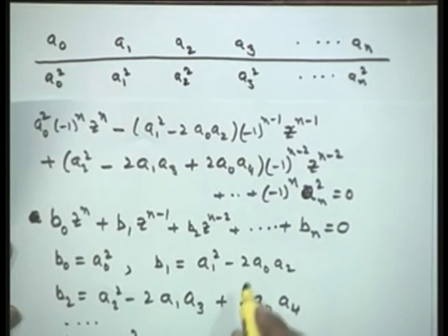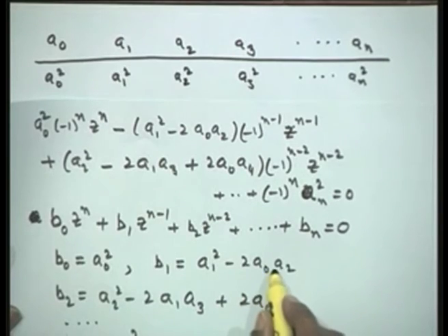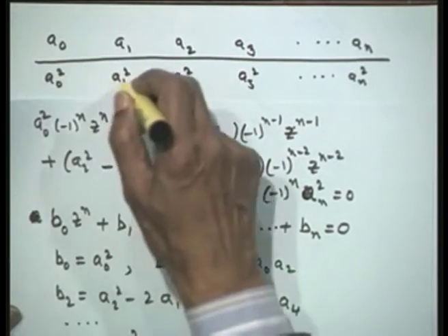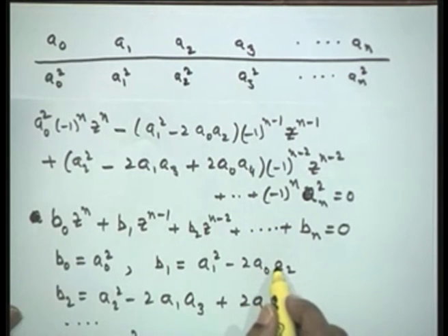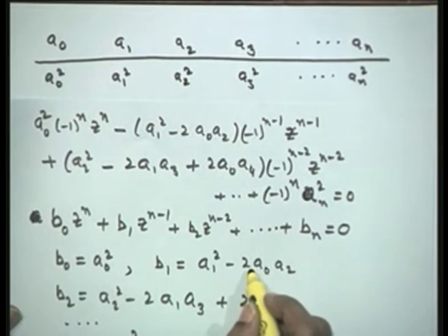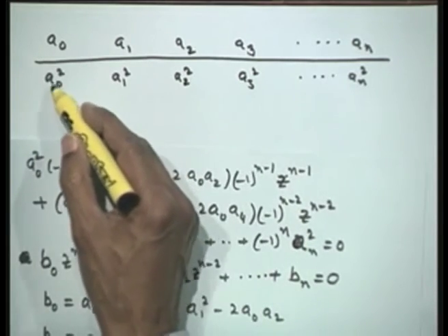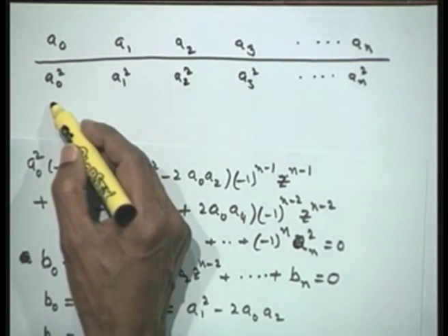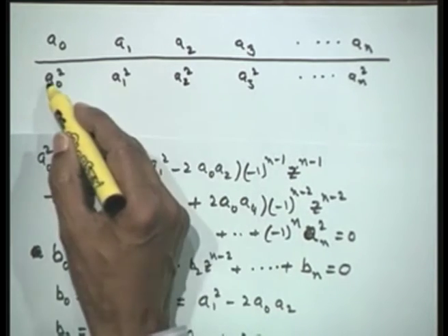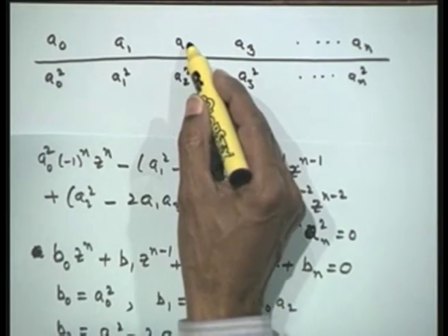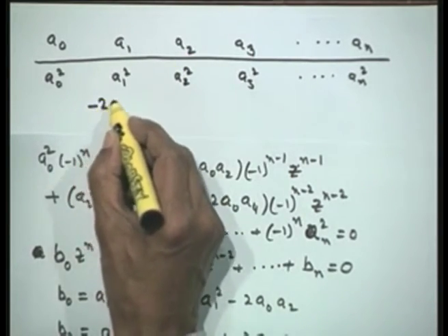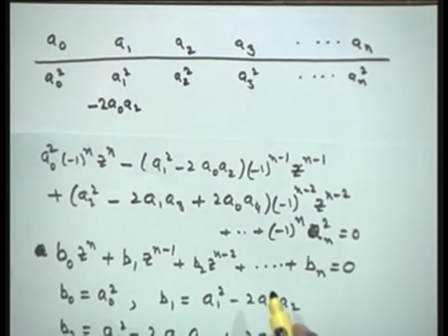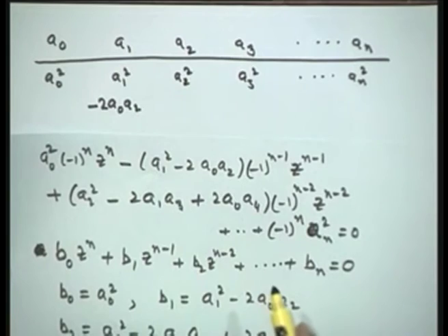Now if you look at the next coefficient, this is a product. You take any particular location, take the nearest neighbors of that, and multiply them with an opposite sign with a 2. So if I have a0 square, there is no neighbor on the left hand side, therefore there will be no term below that. Here I have a neighbor on this side a0, a neighbor on this side a2, therefore I will multiply this and with an opposite sign put minus twice a0 a2.